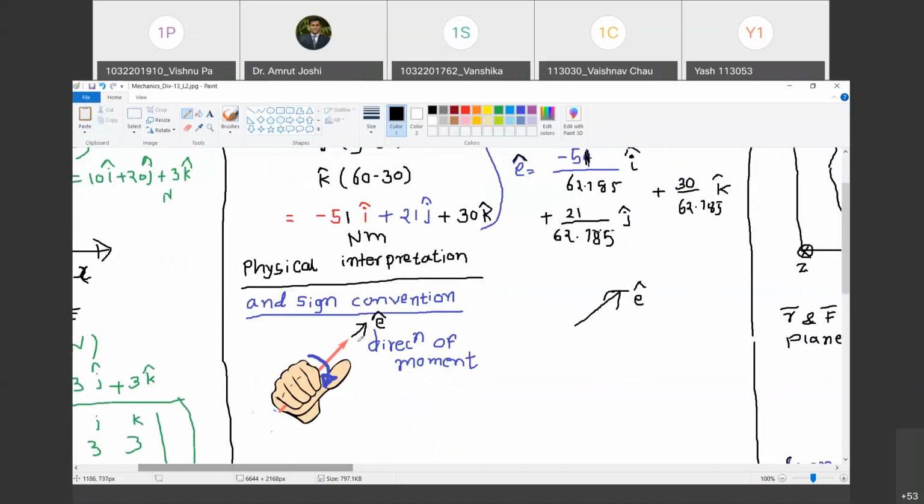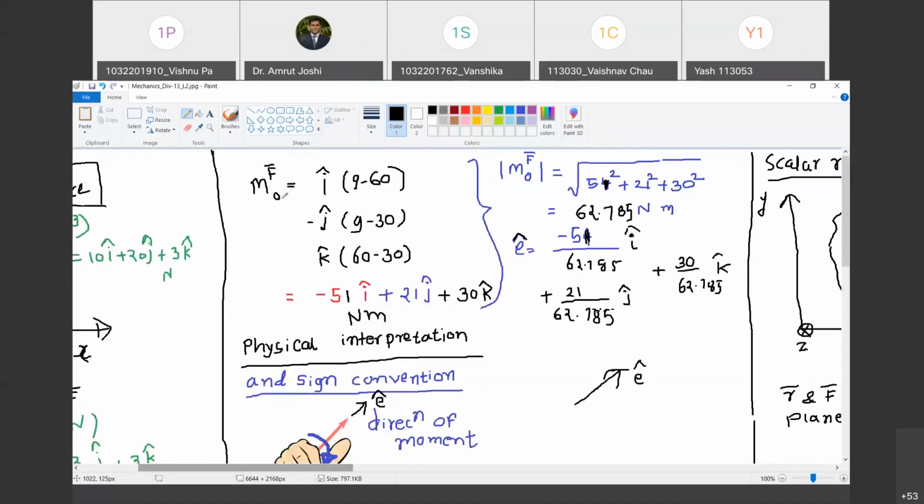So in the direction of that moment, you put your thumb of right hand, then the curled fingers denote the sense of the moment. For example, here in this case, are you able to see this blue arrow? Yes, sir. That is the direction of, or that is the sense of, this moment F bar about O. Are you with me? Yes, sir.